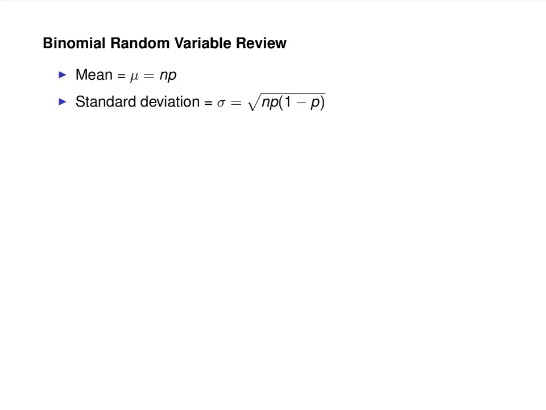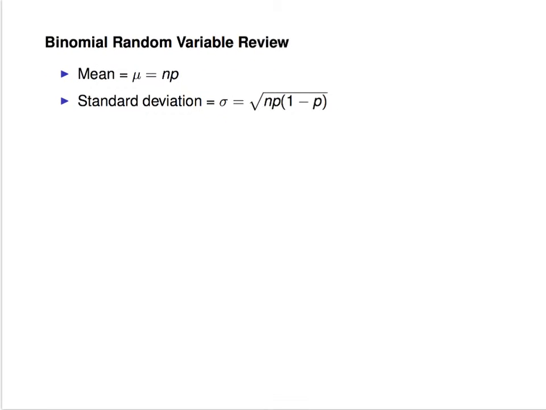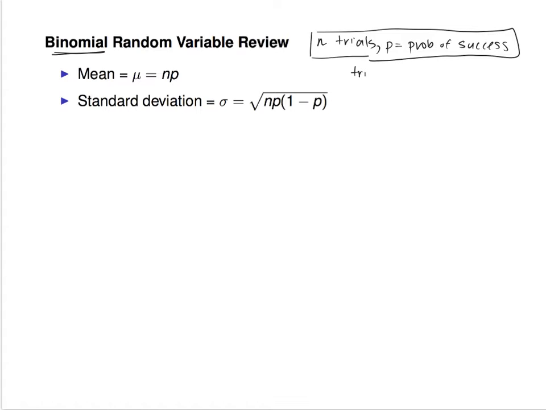So the thing with binomial, remember, binomial means that there's two possible outcomes. There's success and there's failure. So you have n trials, and p is equal to the probability of success. And one additional requirement is that the trials must be independent.